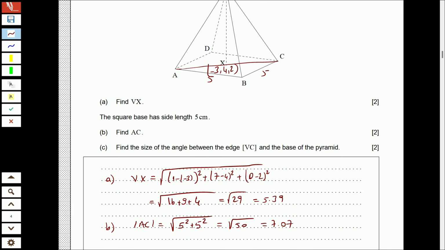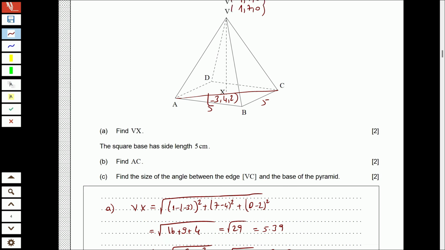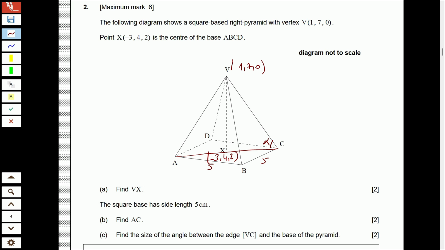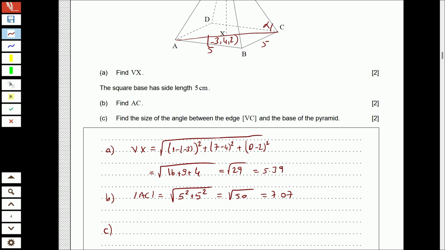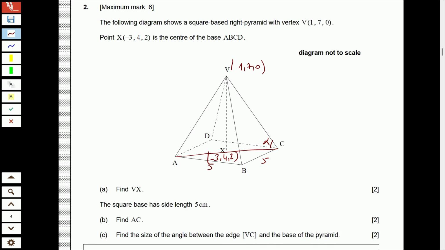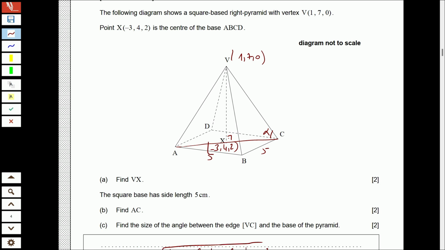And the last question is find the size of the angle between VC and the base of the pyramid. So it asks for this angle, let's call it alpha. We can find this alpha: you see that we found VX in the previous question, and I know the length of AC. So to use both of these lengths or sides in a right angle triangle, because I know that this angle is right, the best way is to use tangent, right?